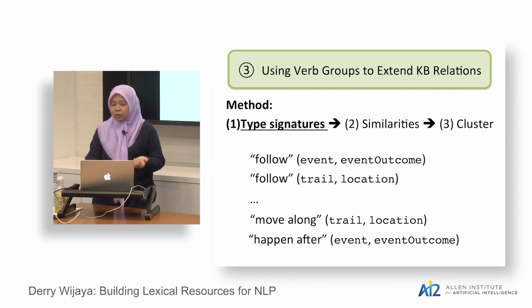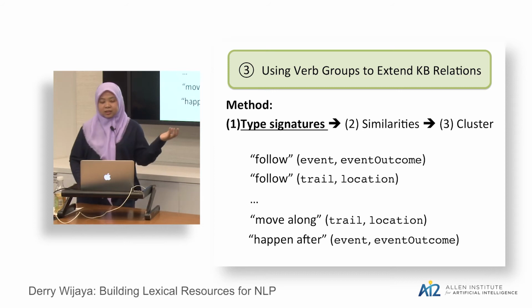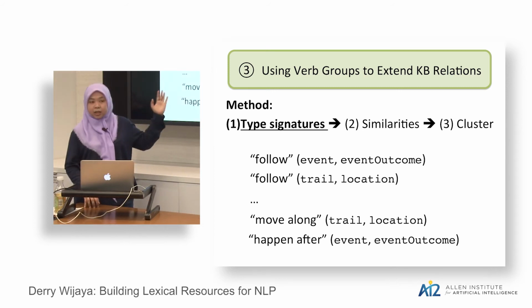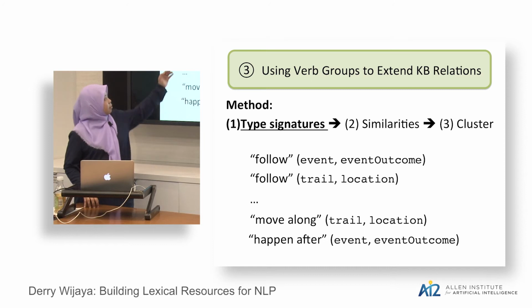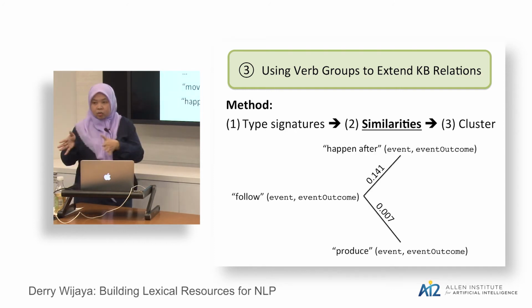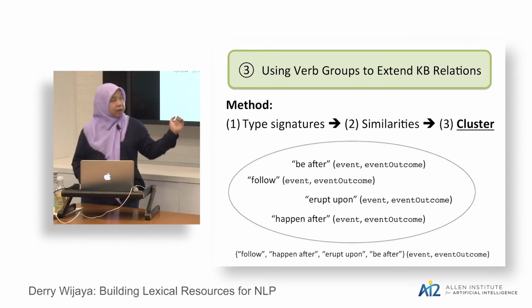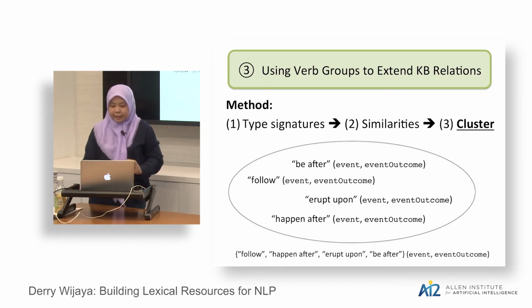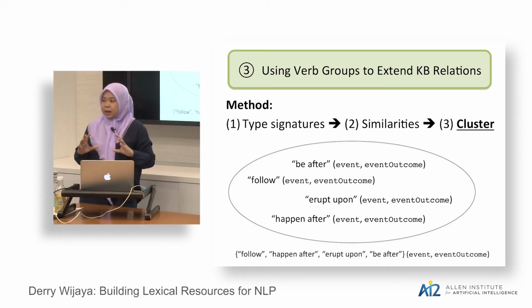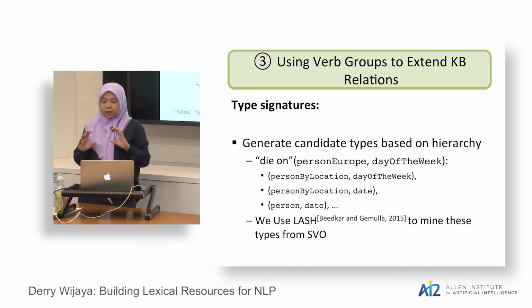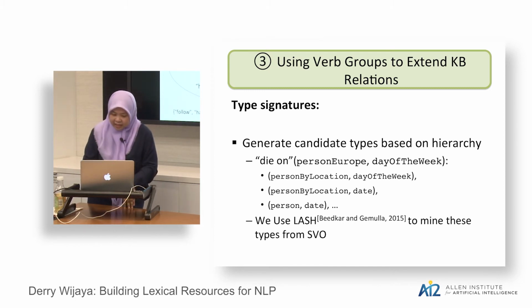The method that we use is, first, we find the type signatures of the verbs. For example, follow can have either the sense of an event outcome following an event, or follow in the sense of moving along some direction. Then we find similarities between these typed verbs. And then we cluster them such that the clusters contain semantically similar and similarly typed verbs.